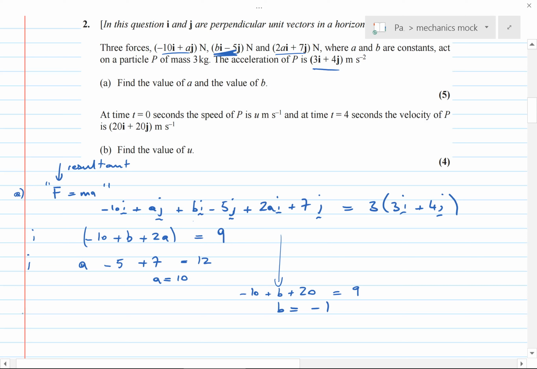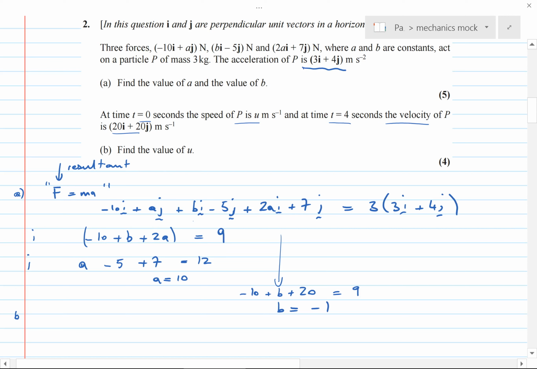Okay, part b. At time t equals 0, the speed is u, and at time t equals 4, the velocity of p is 20i plus 20j. But if we refer back to the original question, we can see we've got three forces here, and it's got a constant acceleration. It's implied in the question.